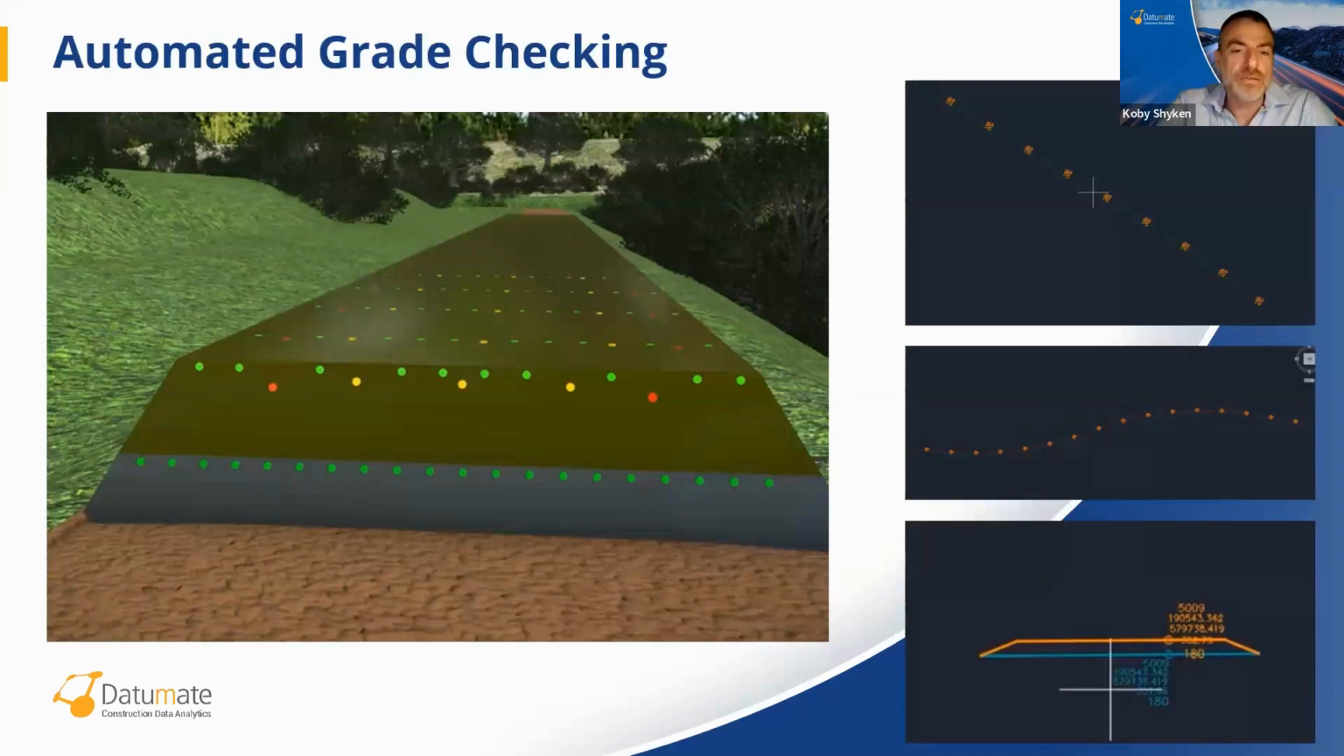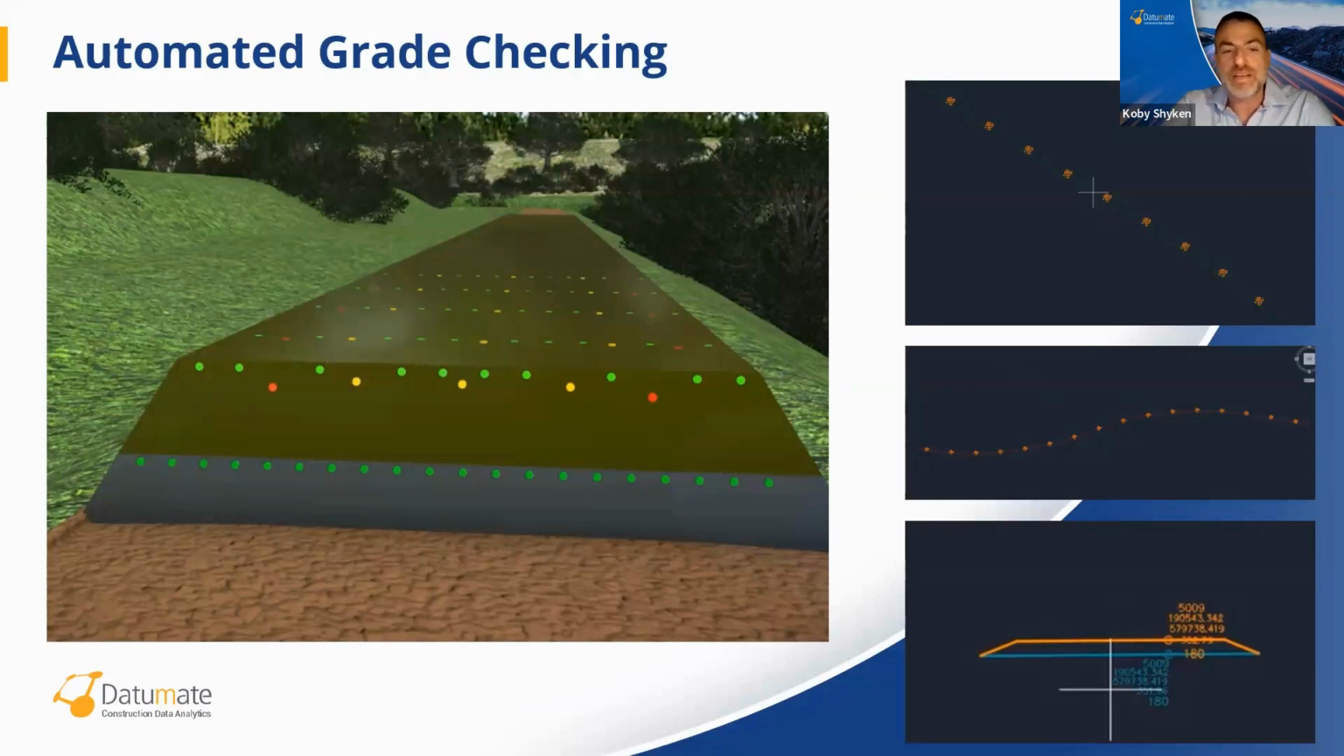Let's also talk now about another report that Datumate provides to its users. That's the grade checking report. The grade checking is an important task in road construction. Since the road is built layer over layer, the construction team must verify that it's built according to the design before progressing to the next one.